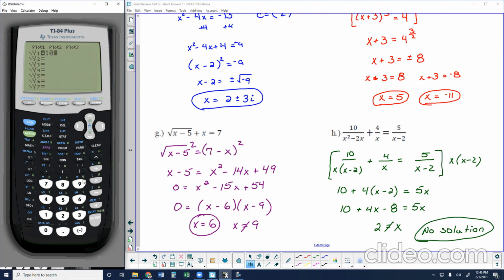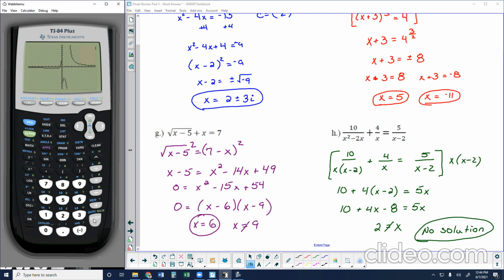So if I were to put 10 divided by x squared minus 2x into my graphing calculator, and then add to that 4 over x, and then in the second equation do 5 divided by x minus 2, I could take a look at the graphs and look for intersections.